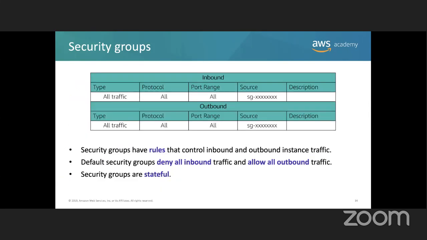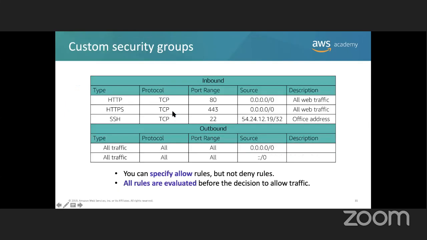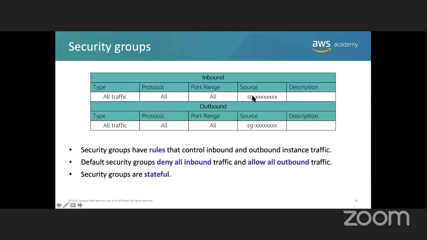So security groups have an inbound rule and an outbound rule. They can have a type. It can be HTTP, SSH, HTTPS, RDP, different types. They have a protocol, and they have a port range. They have a source, in this case coming from another security group, and they have a description. The outbound rule is going to be all traffic. It means that whatever comes in goes out.